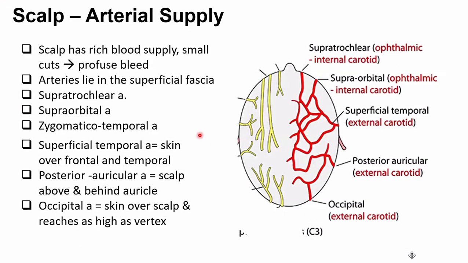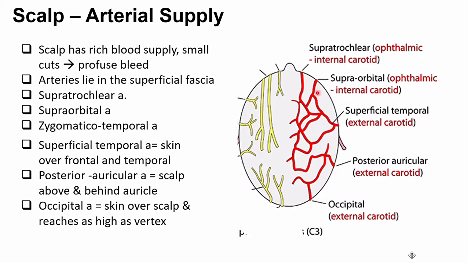So for the arterial supply, now, you know, the scalp has rich blood supply to nourish the hair follicles. And for this reason, the smallest cut bleeds profusely. And the scalp arteries lie in the superficial fascia. So for the arterial supply, here we have the supratrochlear artery, supraorbital artery, zygomatico temporal artery.